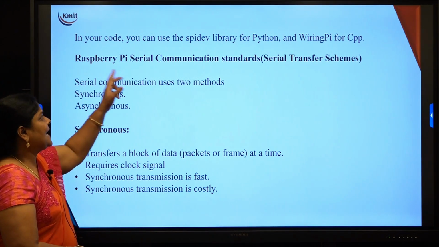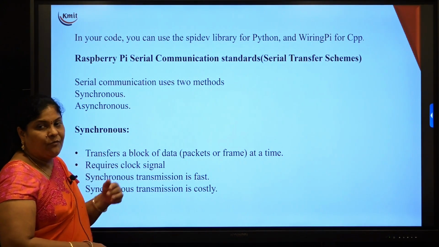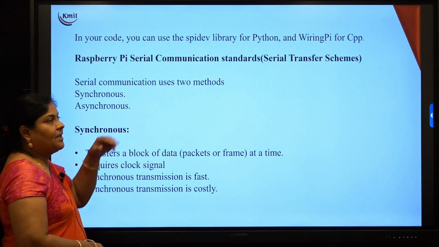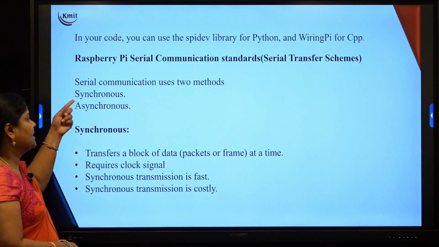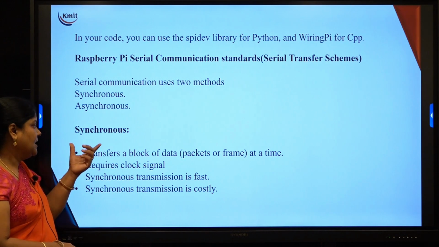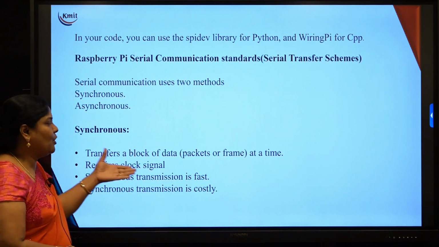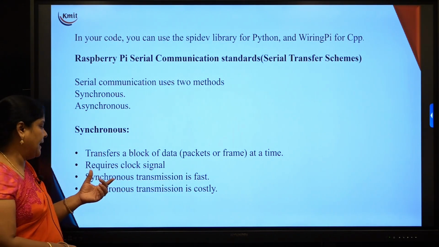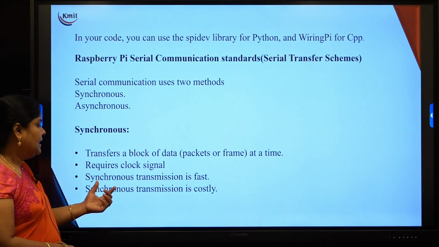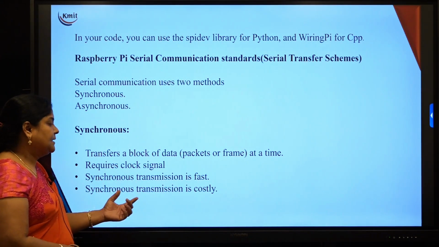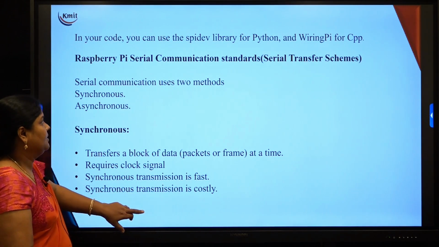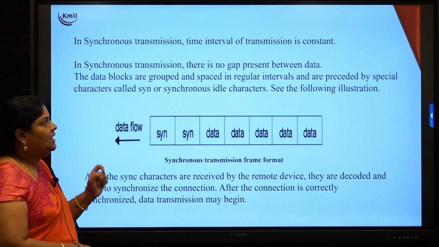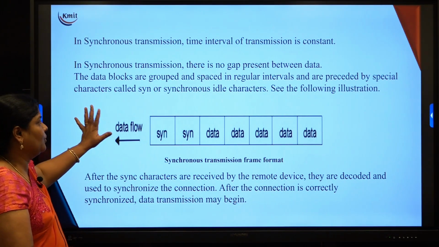Next, Raspberry Pi serial communication standards. For transferring data, different types of schemes are available. Among serial communications, you have two methods: synchronous communication and asynchronous communication. Synchronous communication transfers a block of data at a time, in the form of packets or frames. It requires a clock signal. Synchronous transmission is faster, and it is costlier. The time interval of transmission is constant, which is an important point to note.